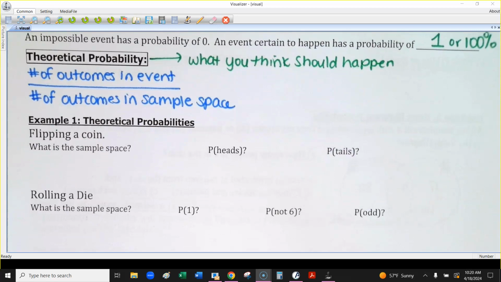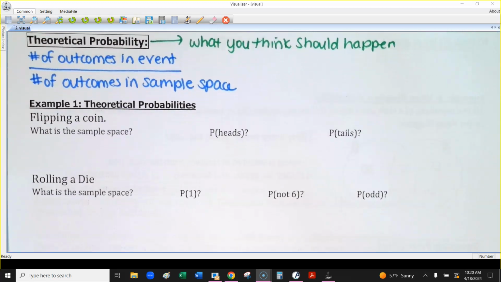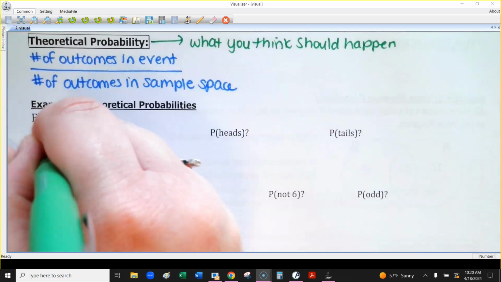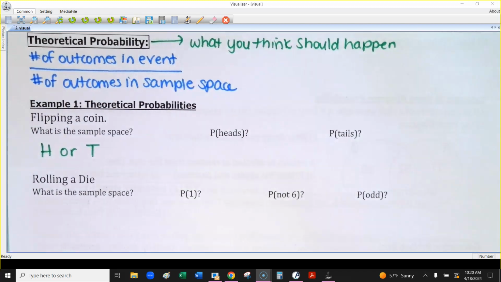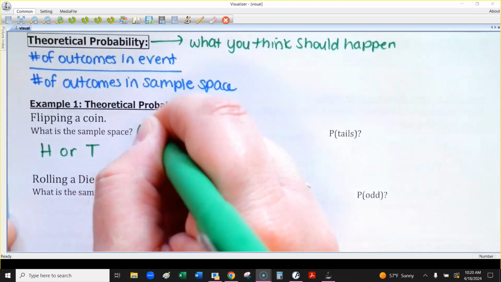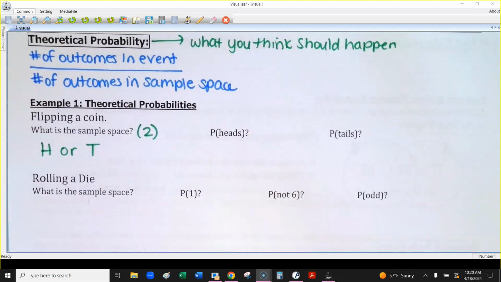Okay, so if I flip a coin, it's a normal coin, nothing like double-sided or whatever. Can anybody tell me what the sample space would be? Like, what are the possibilities if I flip a coin? Heads or tails. So there's your sample space. Heads or tails. I'm just going to write H or T. Okay, now in this sample space there are 2 possible outcomes, right? Heads or tails. So theoretically, what should happen?